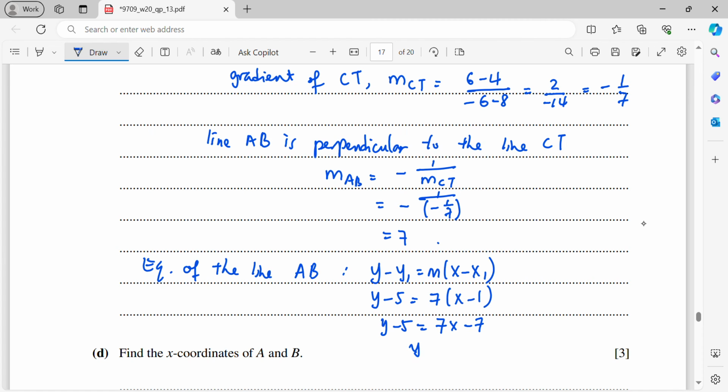So then your y equals 7x minus 7 plus 5. You move the minus 5 to the other side. Hence, your y is 7x minus 2. So that is your equation of the line AB.